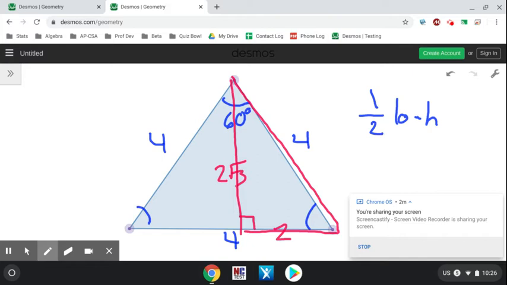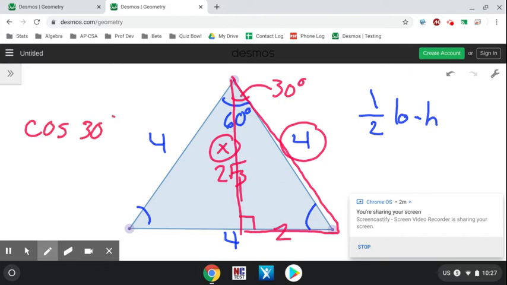What I can do is say this angle at the top, since it is half of that, is a 30-degree angle. And I can relate this side of 4. And if I call this side here x, I can get the same answer in this other way. So what I need to do is say what trig function relates my hypotenuse with my adjacent side, and what I would be looking for is a cosine. So I'm going to say cosine of 30 degrees equals the adjacent, x, over 4.